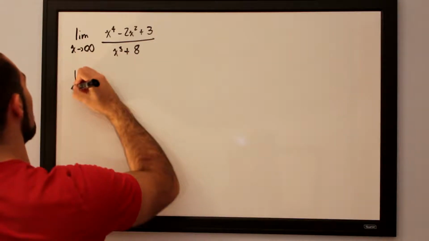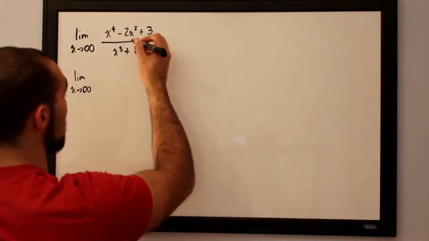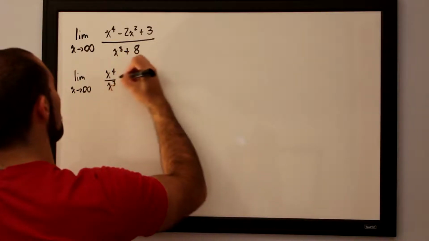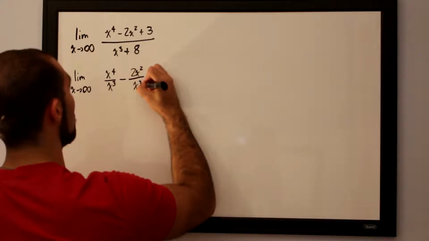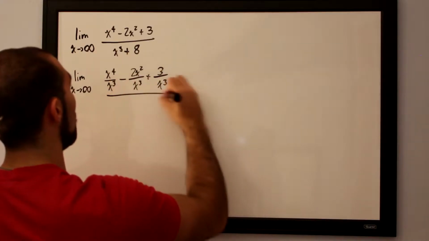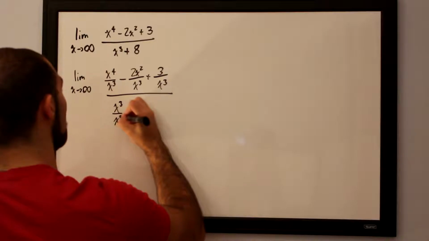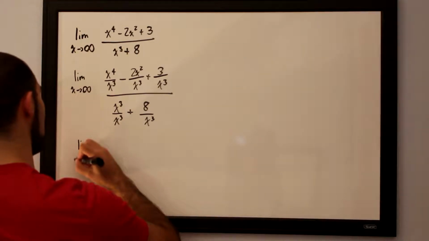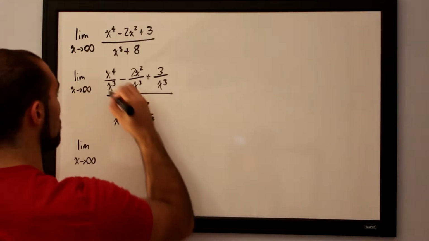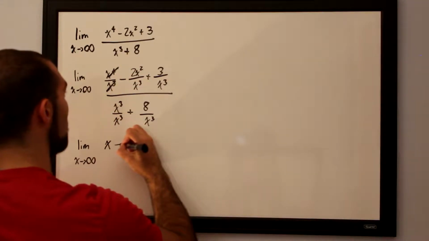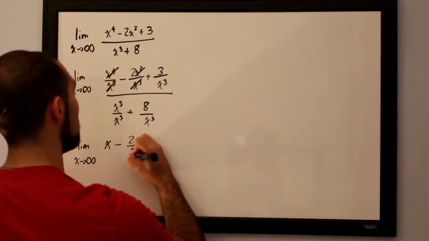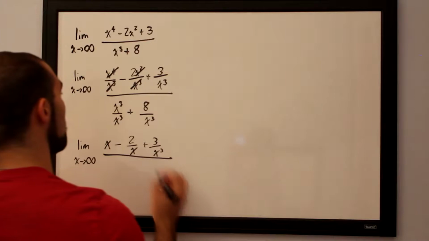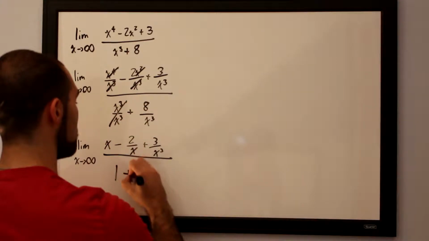The limit as x approaches infinity, we are going to divide by the highest power in the denominator, which in this case is x to the third. So we have x to the fourth over x to the third minus 2x squared over x to the third plus 3 over x to the third, all over x to the third over x to the third plus 8 over x to the third. This simplifies to the limit as x approaches infinity of x minus 2 over x plus 3 over x to the third, and in the denominator, 1 plus 8 over x to the third.